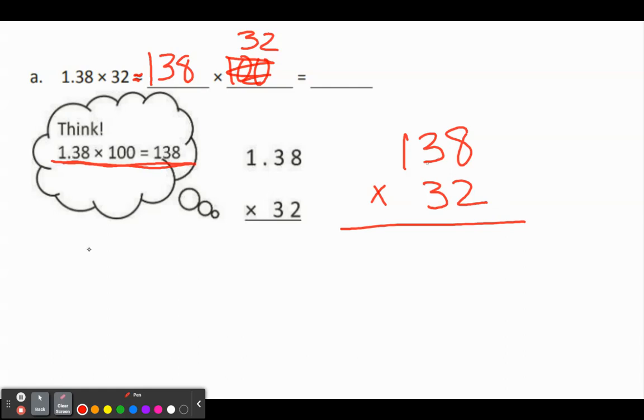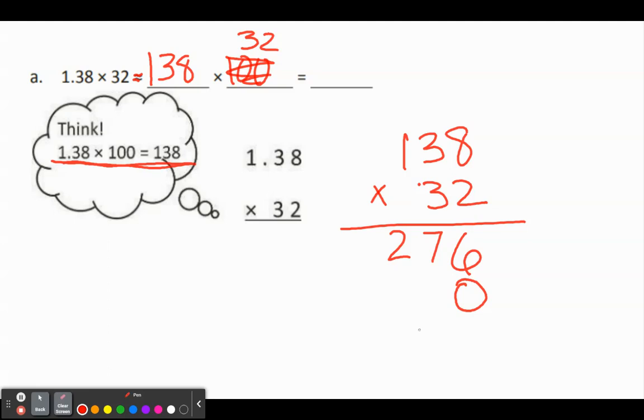So we're going to do 8 times 2, which is 16. We're going to carry the 1. Then 3 times 2 is 6, plus 1 is 7 tens. And then we have 1 times 2, which is going to give us 200. Now we're going to move on to our tens place, and I'm going to erase this 1 so it doesn't get us confused. Now we're going to put a 0 in the ones place because we're done multiplying our ones.